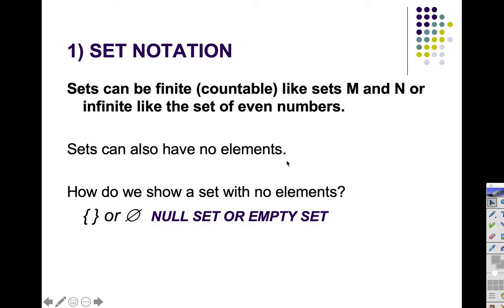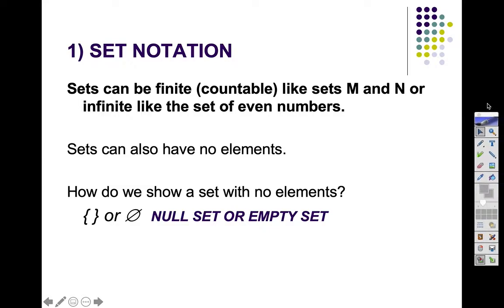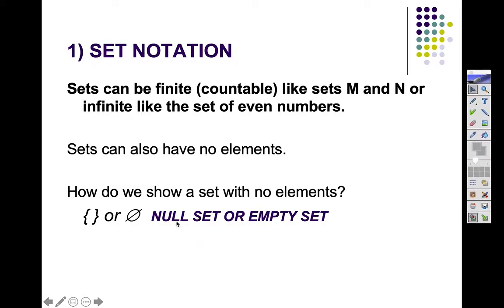Sets can also have no elements. So our first symbol or notation for today would be the empty set. The empty set is called the null set or empty set. You can write it two ways. You've probably written this circle with a line through it in your classes before. That means nothing, empty, null. Or you just put a bracket, empty, a bracket, meaning there's nothing inside of the set.